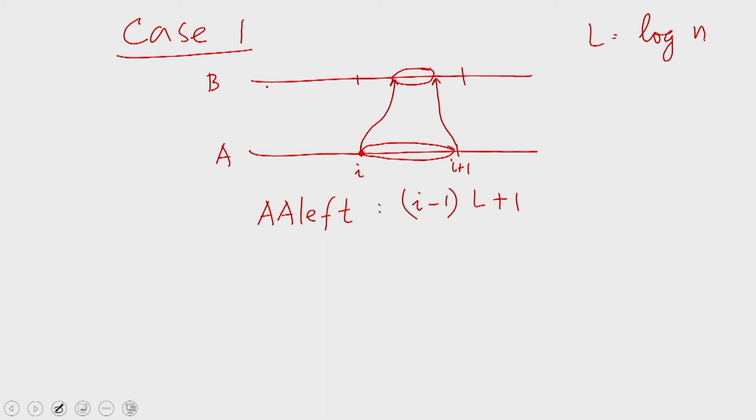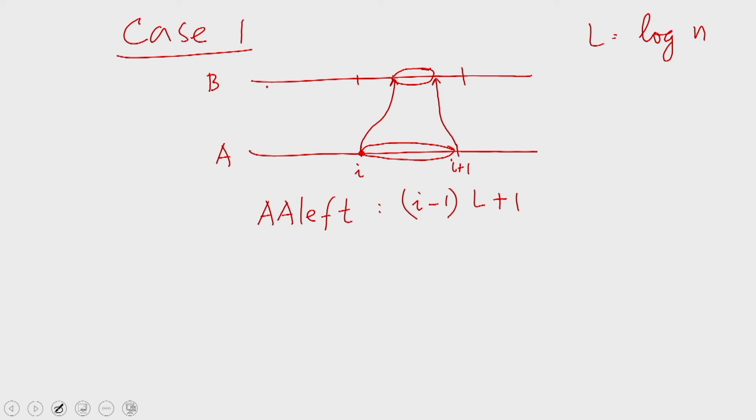This is because this element is the ith leader of A, which means it is the first element of the ith segment. Therefore, prior to this element there are I minus 1 full segments within A. They will contribute a total of I minus 1 into L elements, and then comes this element. Therefore, this is the I minus 1 into L plus first element within A, and the problem instance of which this leader is in charge is going to start from this element on the A side. Therefore, we call this AA left.